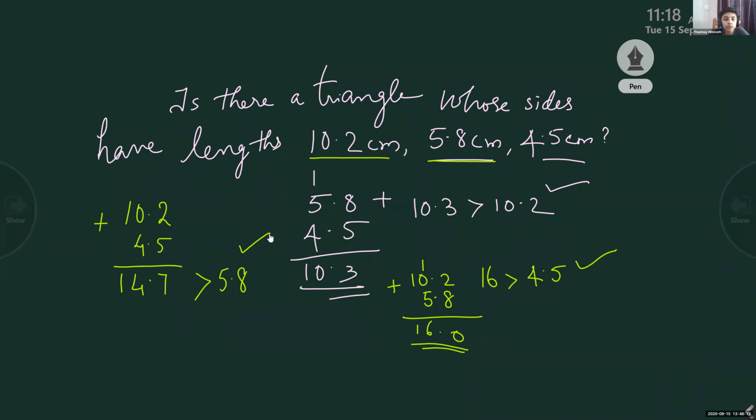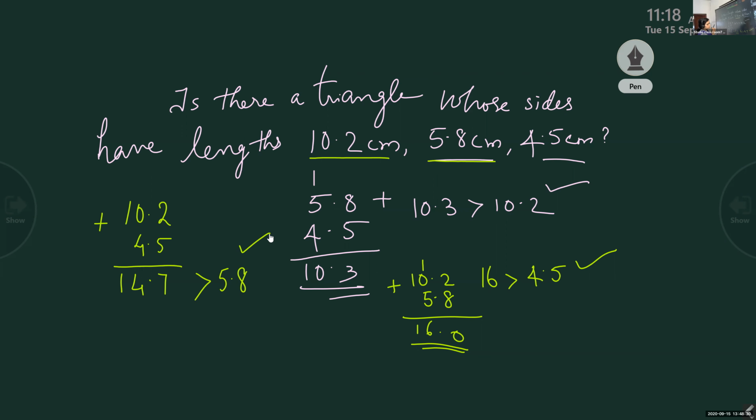What was the conclusion? The conclusion you write by yourself. That theorem you write, whatever I gave. Okay, that's enough. Sum of two sides of this triangle is greater than the third side. Therefore, it is possible to draw the triangle.